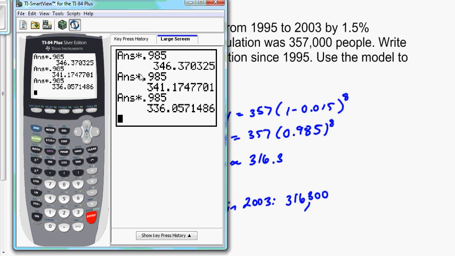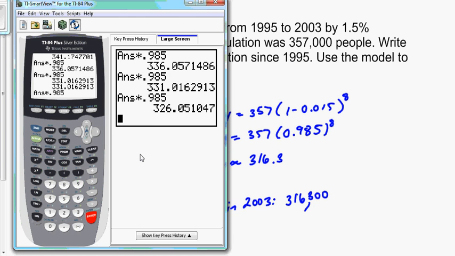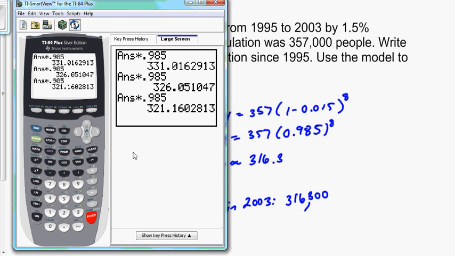So as you see, as we continue to do that, that number continues to decrease. And after 8 times, we do that, we get the same answer. The exponent is fast forwarding that multiplication for you.